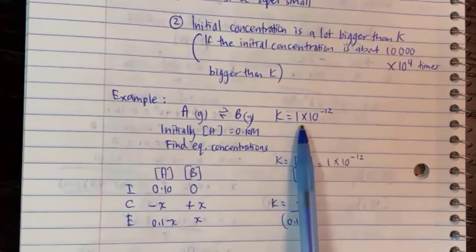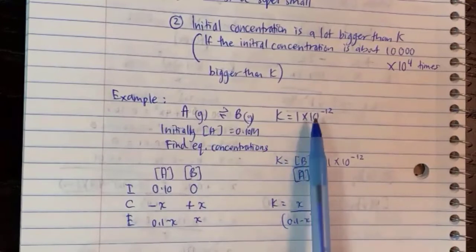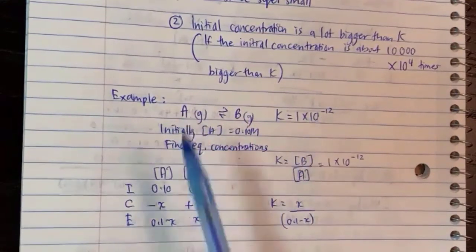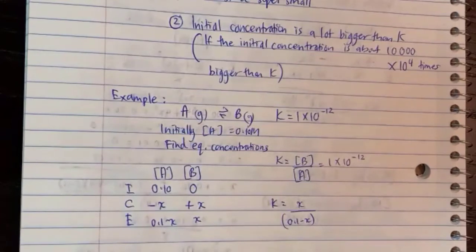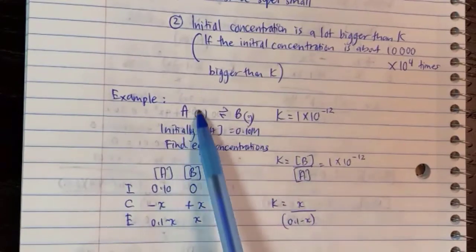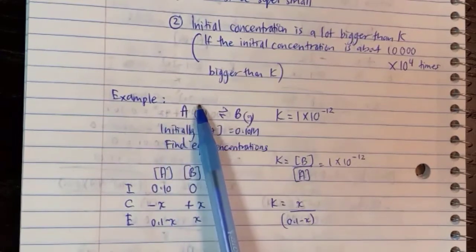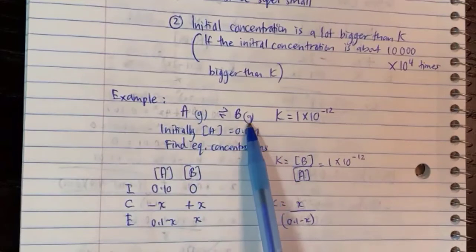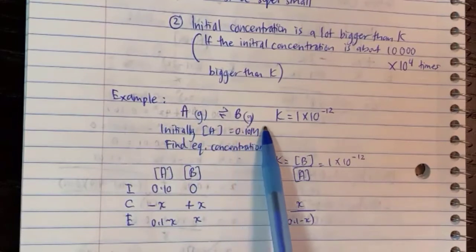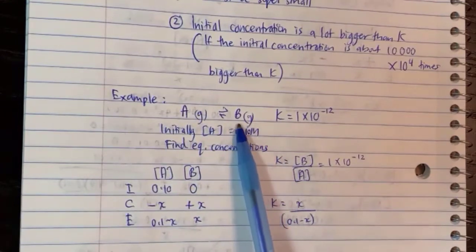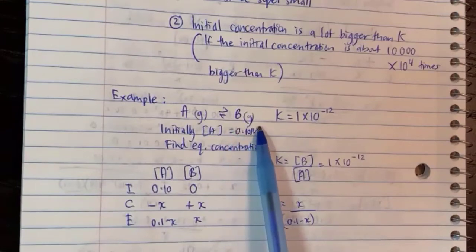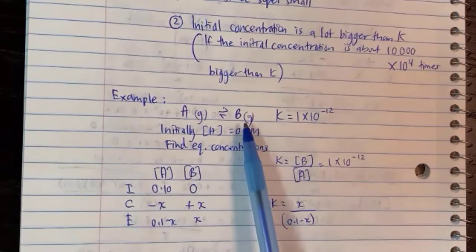It favors which side at equilibrium? It favors the reactant side. Agree? The K is so small. At equilibrium, you'll have a ton of A left over. A ton of it. That means if you start off at 0.1, a ton of the A stays behind and only a very, very small part of it turns to B.